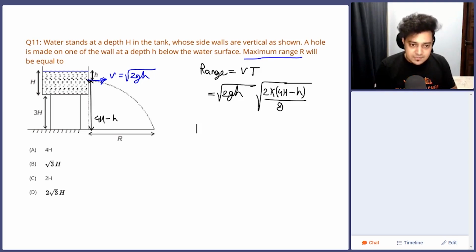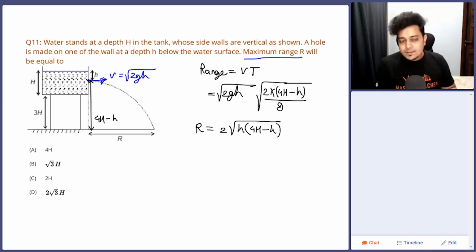Now this is the range function. We can simplify this. If I combine the roots, g and g will get cancelled, 2 will be outside the root, and here h into 4H minus h. This will be the function. So we can go with the approach of maxima and minima to maximize the range. But we have to be aware that your hole depth cannot be more than H. So let's go ahead and try to solve this.